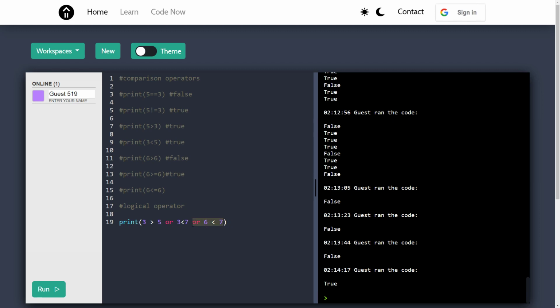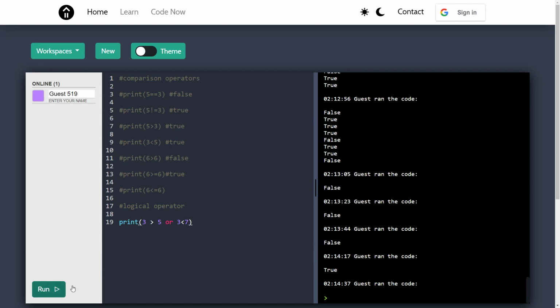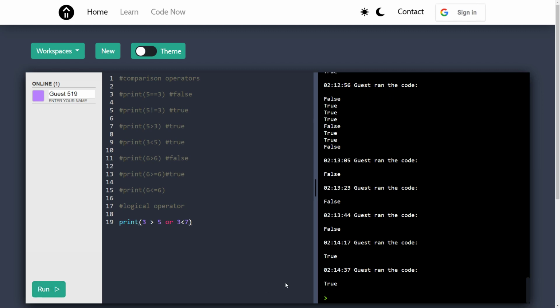And I can even prove that. I can remove this. Look, the computer is just as happy. It's true. It's returning true. It's not false. So this is what logical operators are. And there's one last one that we have to go through, which is basically just not.